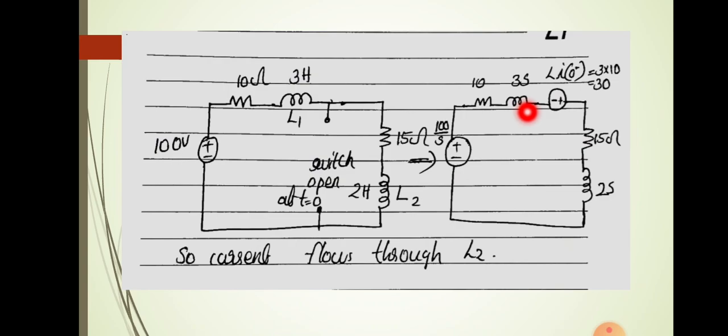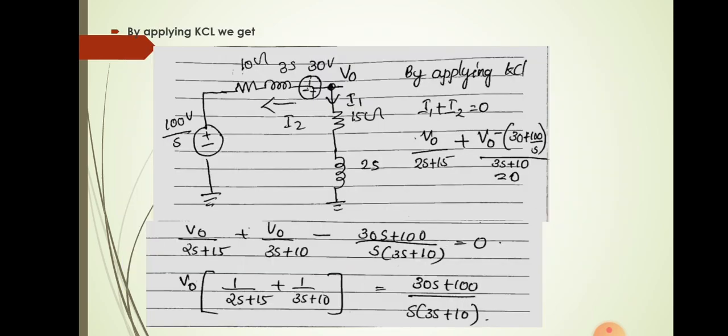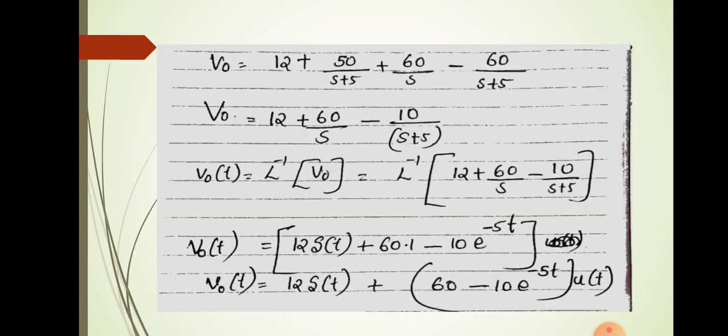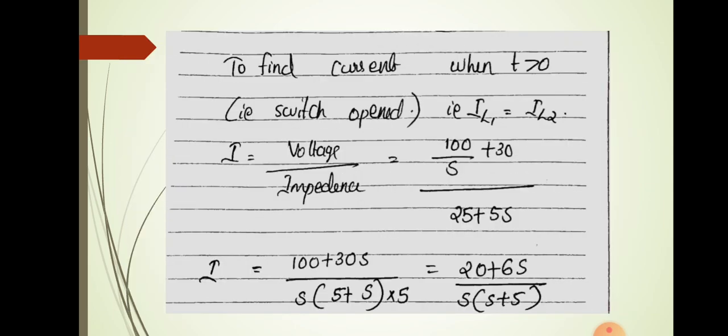Total impedance is 10 plus 15, that is 25, plus 3S plus 2S, that is 5S. So the total voltage is 100 by S plus 30 divided by 25 plus 5S. That is the total current. So current will be equal to, you can rearrange this equation, 100 plus 30S by S into 5 plus S into 5. So you will get 20 plus 6S by S into S plus 5. That is the current value.